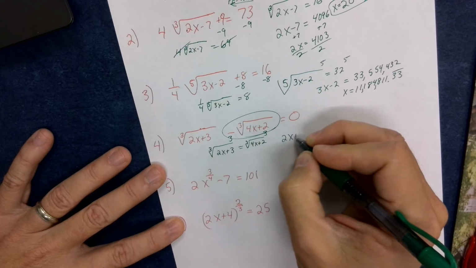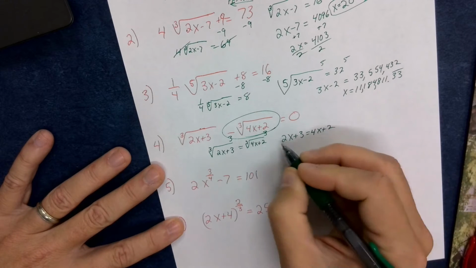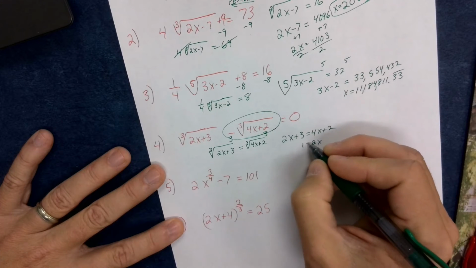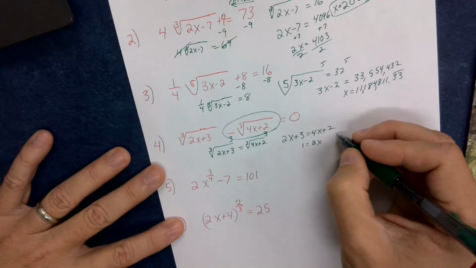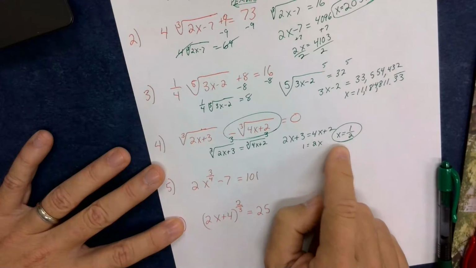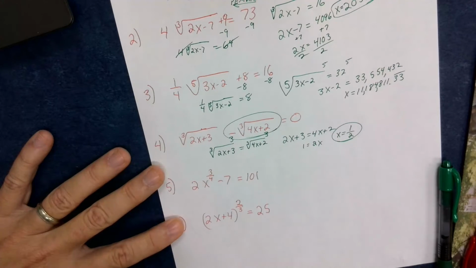So now I get 2x plus 3 equals 4x plus 2. Subtract the 2x and I get 2x, and I subtract the 2 and I get 1. 1 equals 2x, divide by 2, and I get x equals 1/2. So supposedly these 2 things, the only place that they intersect is when x is 1/2.